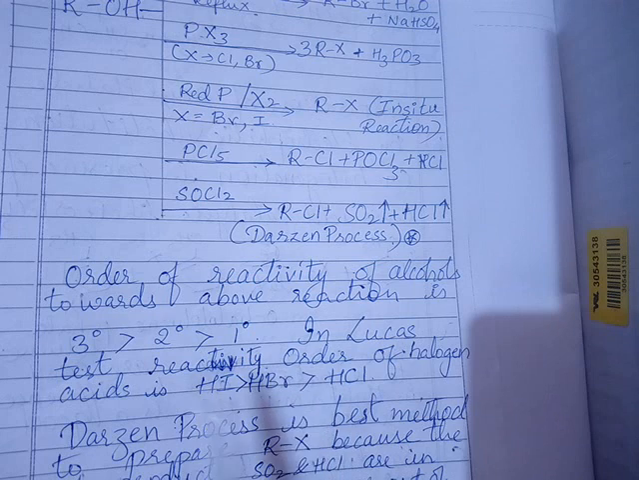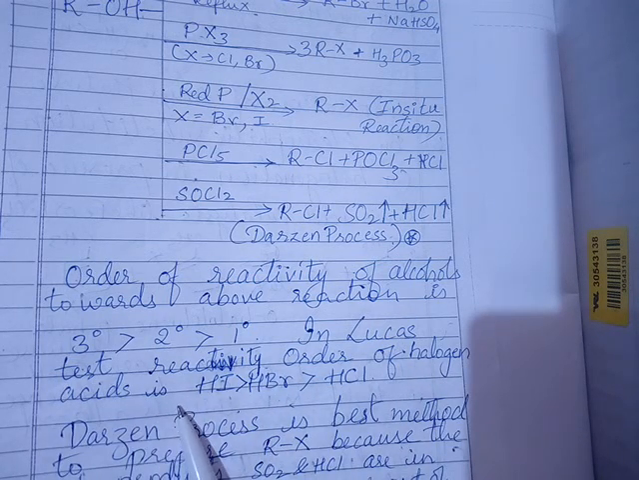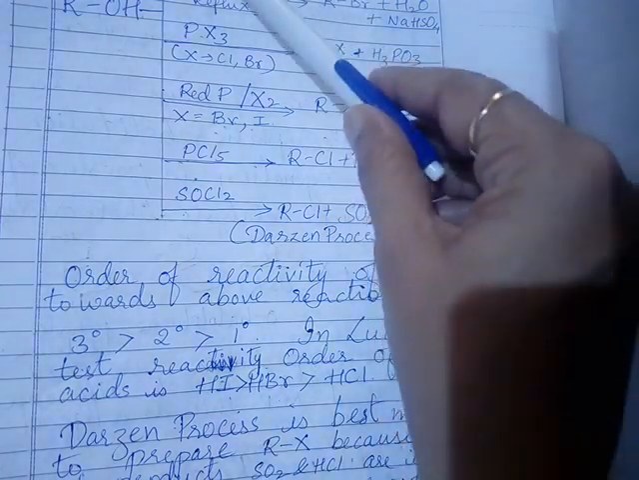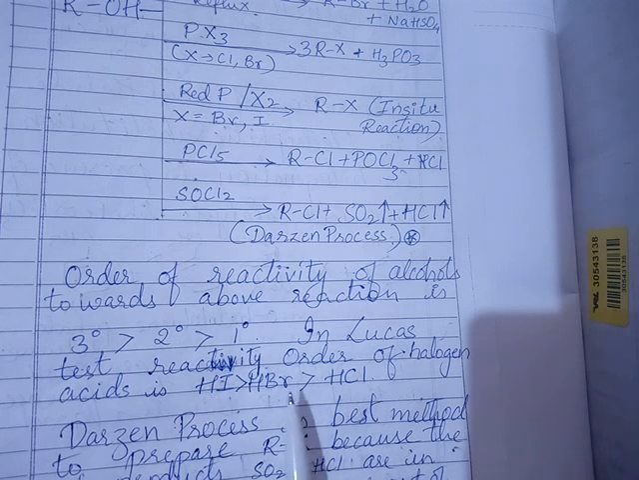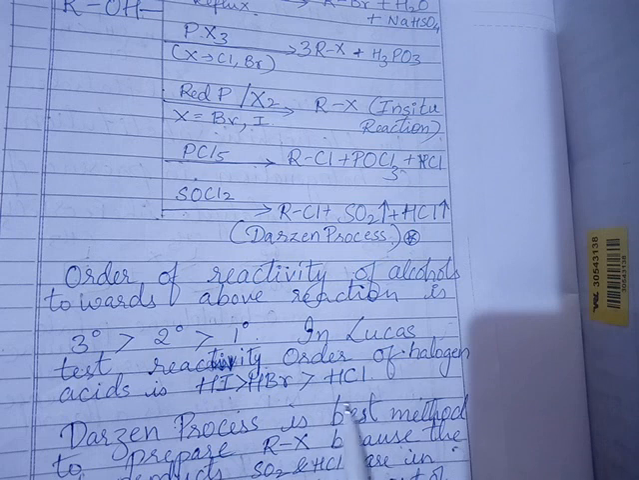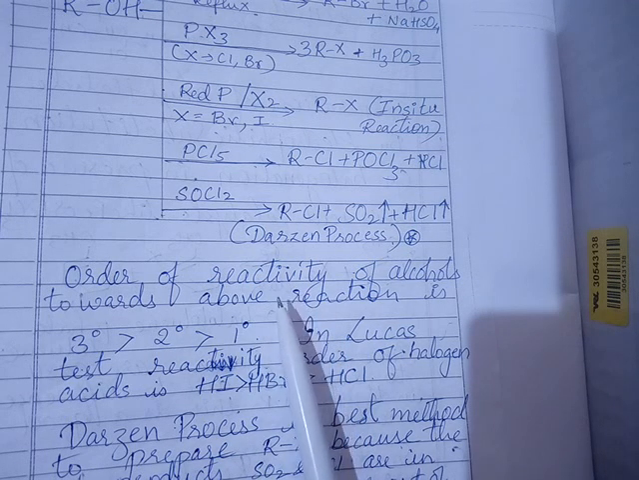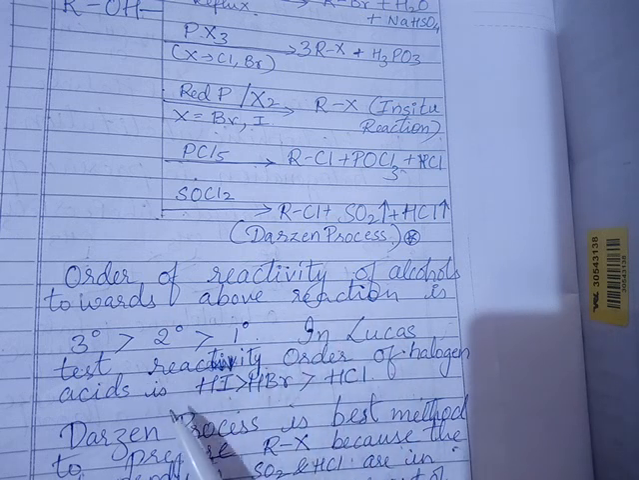And in the Lucas test the order of reactivity of halogen acid is, in the first test we have taken HCl as an example. So instead of HCl, if we take the other acids, the order of reactivity is what? HI is greater than HBr is greater than HCl. So you can take any of these in the Lucas test. So this is about the order of reactivity. Next, coming to the next method of preparation.